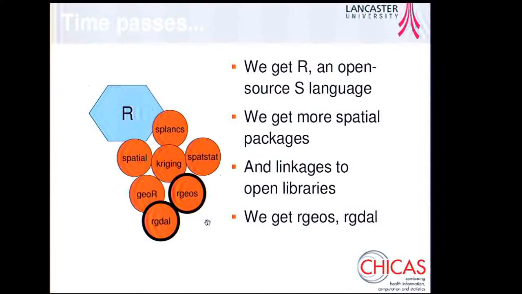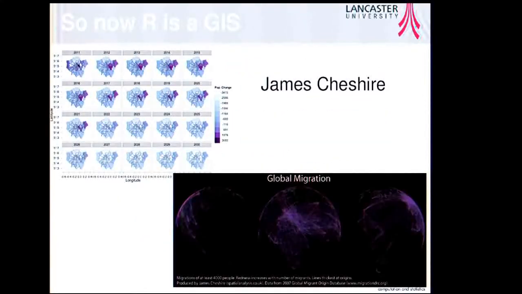So you can do the kind of things you can do in GEOS, polygon overlay, nearest neighbors, all that kind of stuff. You can do all that in R, it's fantastic. And RGDAL lets you do data transfer, and there are packages for rasters and everything. It's brilliant. So R is now a GIS. Here are some fantastic maps from James Cheshire, his lovely global migration, and this map of population change in London over the years. And these are all done in R. So this is better than anything we ever did in ArcInfo in 1993 by about a million miles.